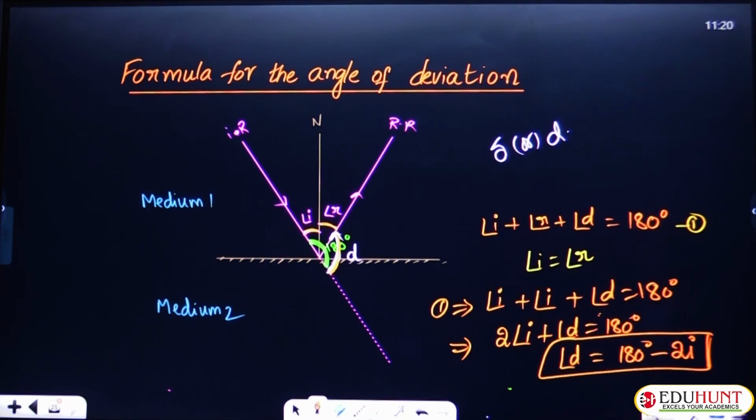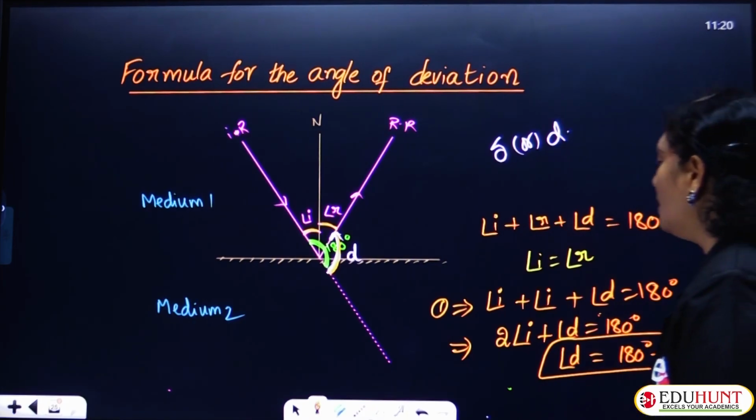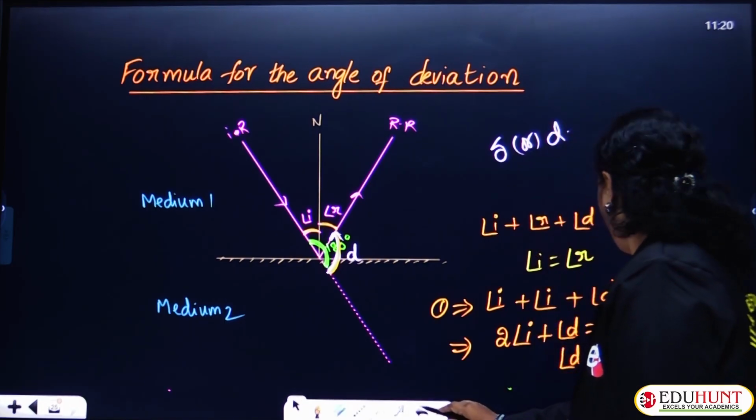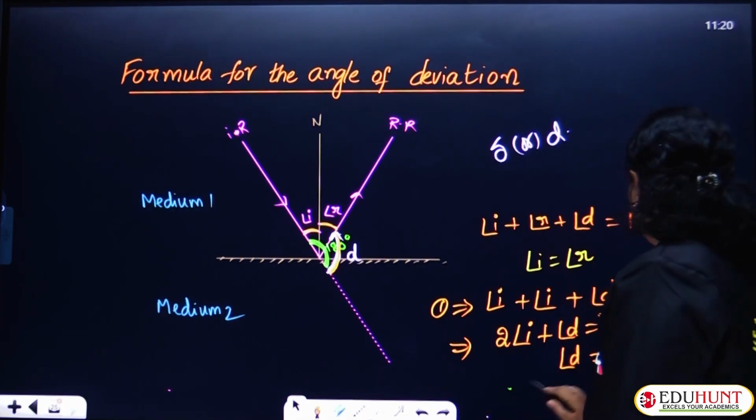So, angle of deviation D is equal to 180 degrees minus 2I. I will be simply writing this, children. Okay, I will write it in two ways.